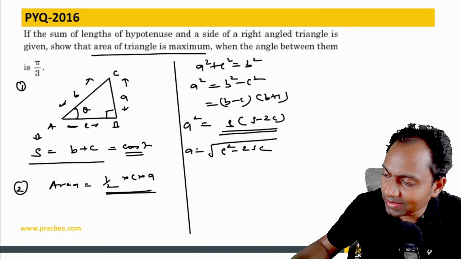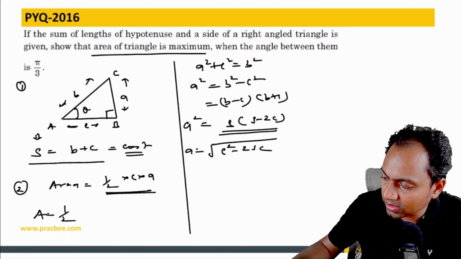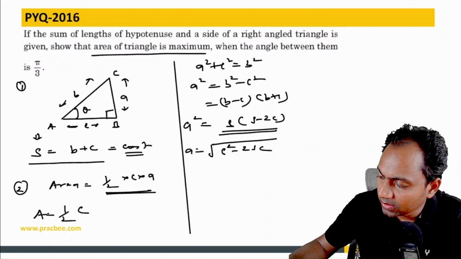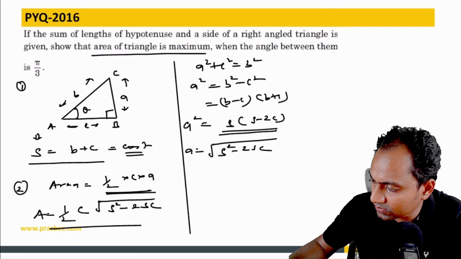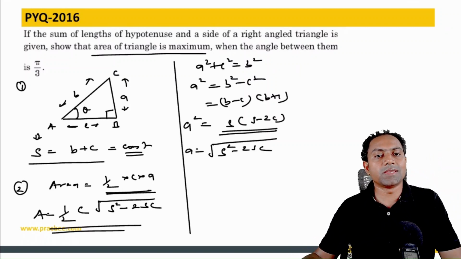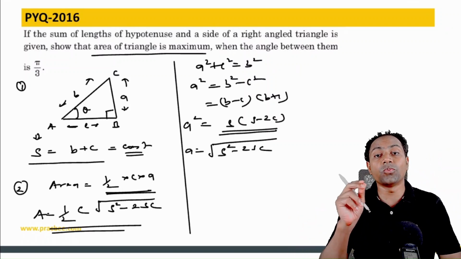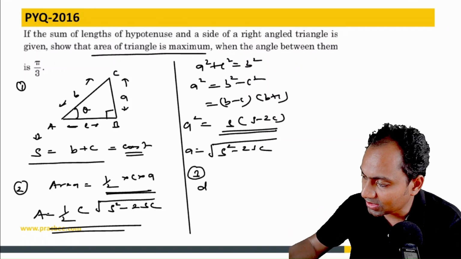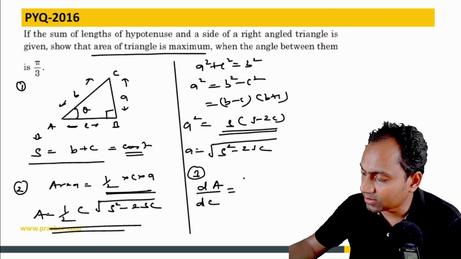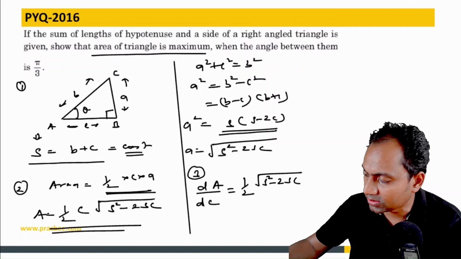Now if I write the expression of the area, it is half of c into root of s square minus 2sc. This is what we are getting. Now see, you can see that s is a constant, c is the only thing that is changing. So in the next step, the third step, we can differentiate this expression with respect to c.